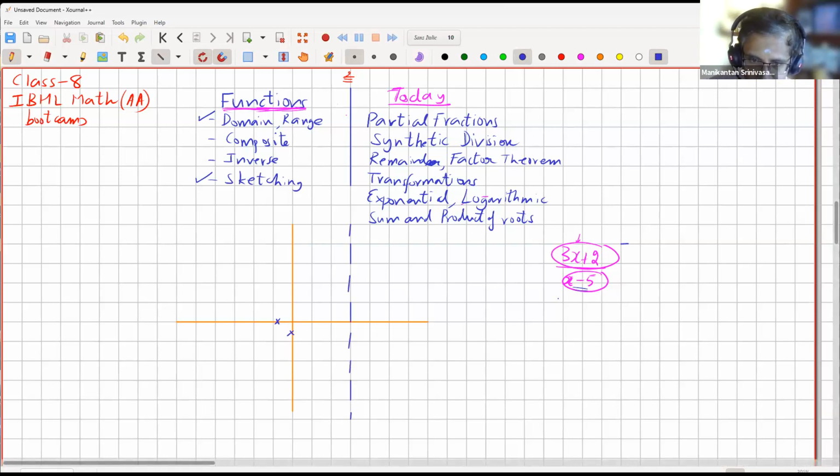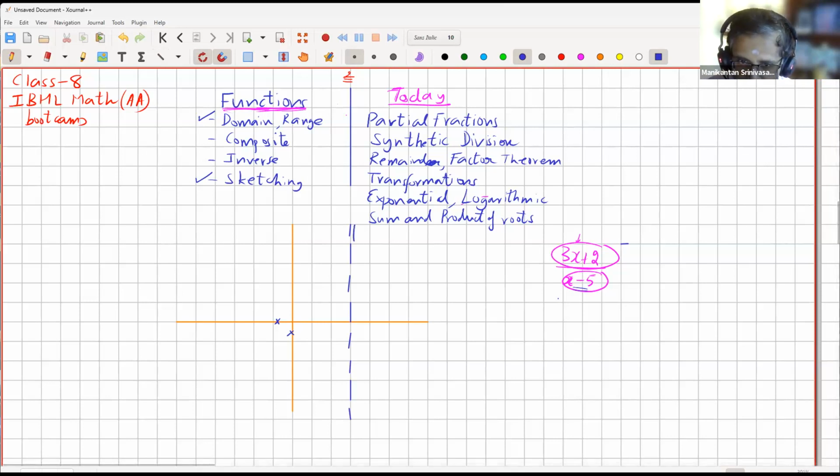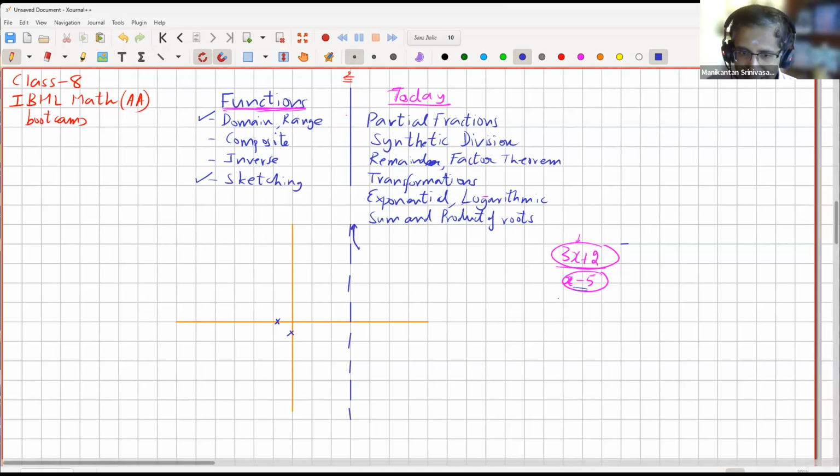So this is a vertical asymptote, x equal to 5. On either side of 5, it's going to approach infinity. And then you can check, is it approaching positive infinity or negative infinity? For example, if x is slightly more than 5, the denominator is a slight positive quantity, and therefore it'll approach positive infinity to the right of 5. Whereas if x is slightly less than 5, the denominator is a small negative quantity. Therefore, the whole fraction will approach negative infinity.